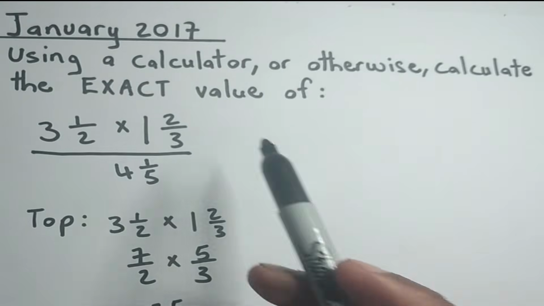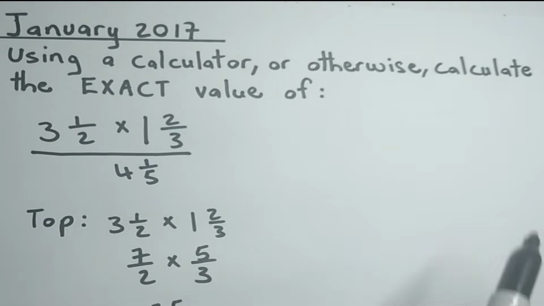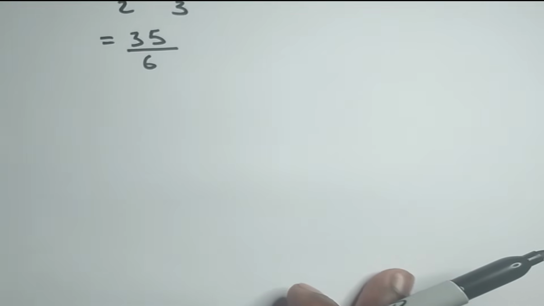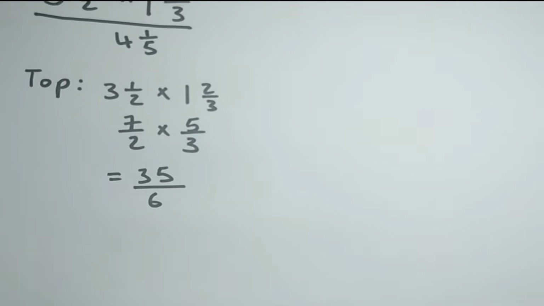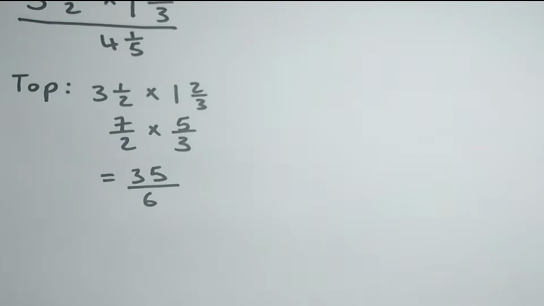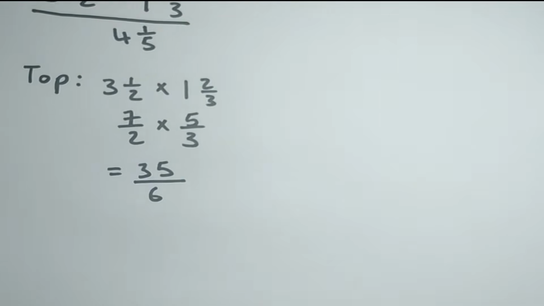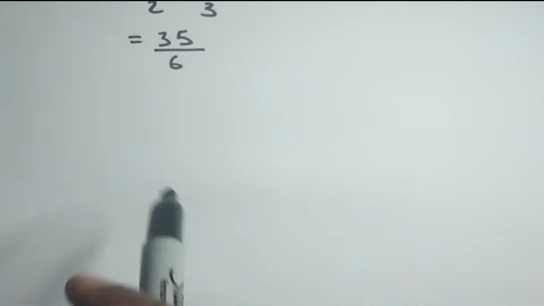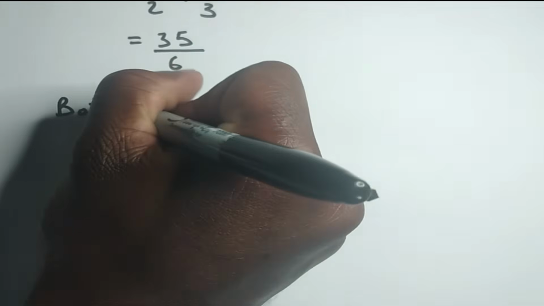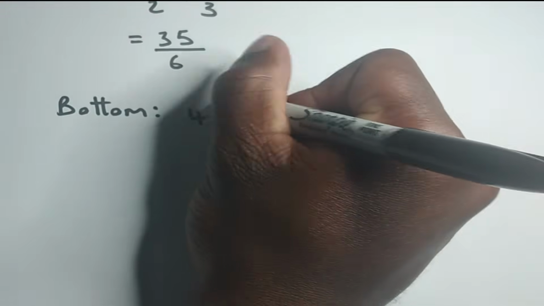So when we work out the numerator here, which is 3 and 1 over 2 times 1 and 2 over 3, we'll obtain the value of 35 divided by 6. Alright, so that's what we'll get. Now we want to sort the denominator. So we have 4 and 1 over 5. So we're going to convert the 4 and 1 over 5 to an improper fraction. So let's convert this now.